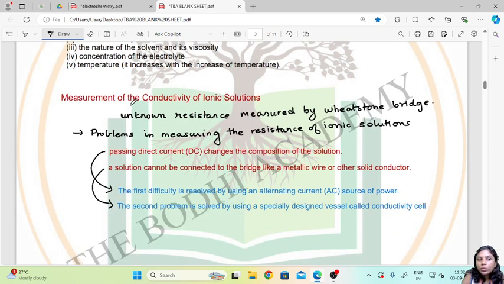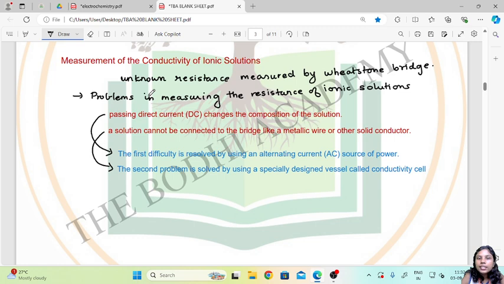Now let's see how the measurement of the conductivity of ionic solutions is done. Usually an unknown resistance is measured by the Wheatstone bridge. But in this case we face two major problems. First, when you pass direct current, that is DC, that changes the composition of the solution. It means that if the composition of the solution is changing, as in some more extra ions are being added, then the conductivity will also vary. Second, a solution cannot be connected to the bridge like a metallic wire or other solid conductor.